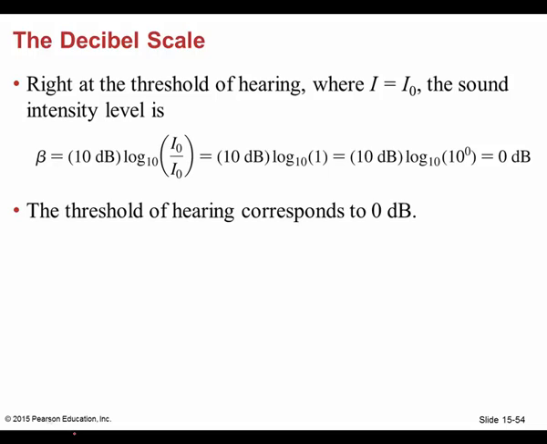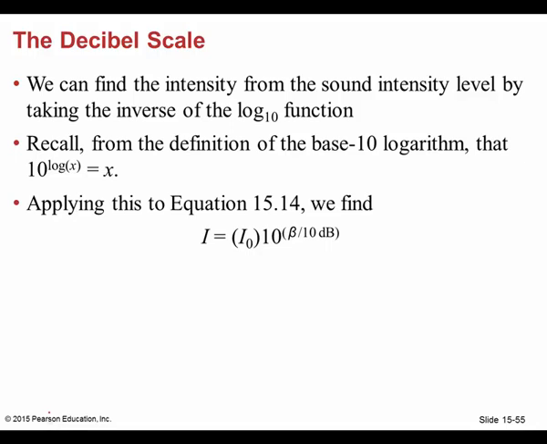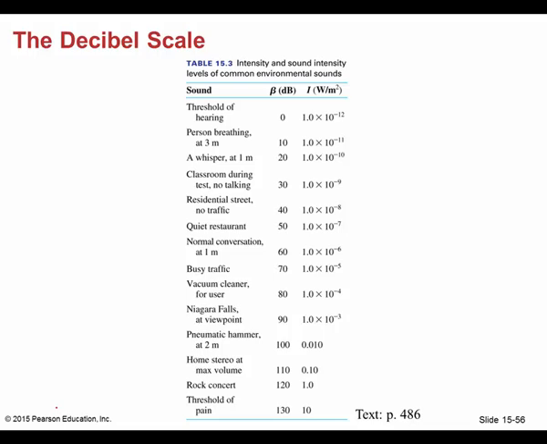So, the threshold of hearing corresponds to 0 decibels. In other words, you can't hear any lower than 0, right? That's common sense, isn't it? Now, if we take this and apply it to our equation, we find that the final intensity is equal to the initial intensity times 10 to the power of beta over 10 dB. And that's how we would find that.